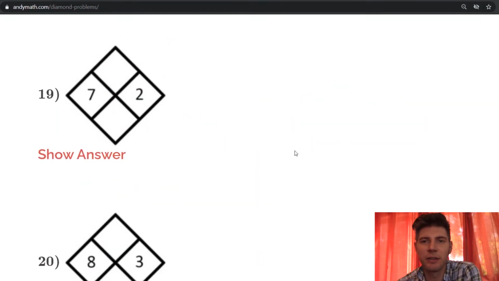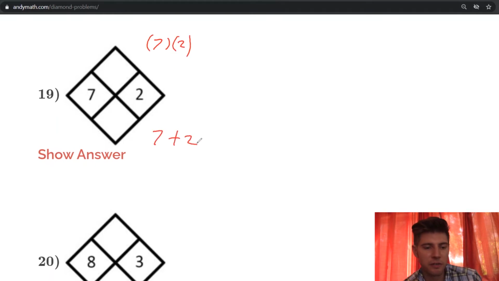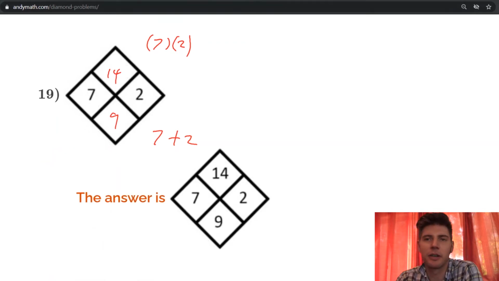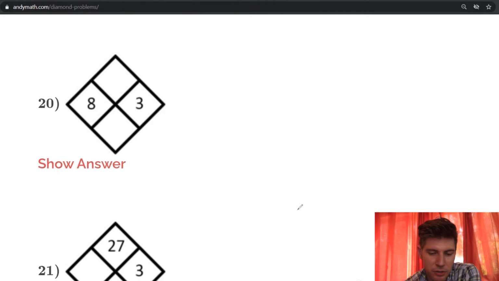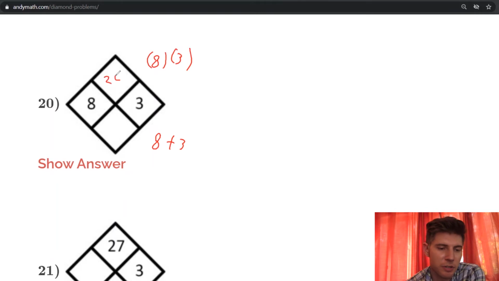So the next one is 7 and 2. So the top we want to multiply 7 times 2. And on the bottom we want to do 7 plus 2. Well, 7 times 2 is 14. 7 plus 2 is 9. So this one is 14 and 9. So 8 and 3. So now, once again, we want to do 8 times 3 on top and 8 plus 3 on bottom. 8 times 3 is 24 if you know your times tables. And 8 plus 3 is 11.